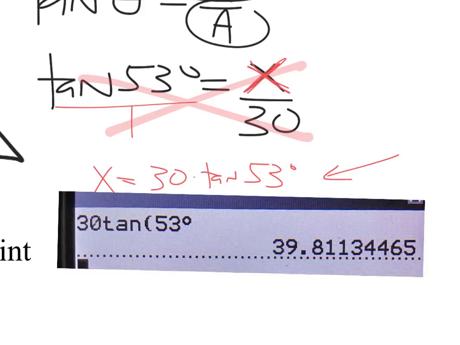We're finding a side of the triangle, so we're going to round to the nearest tenth. So this 1 is going to keep the 8 as is. So here our answer, 39.8.